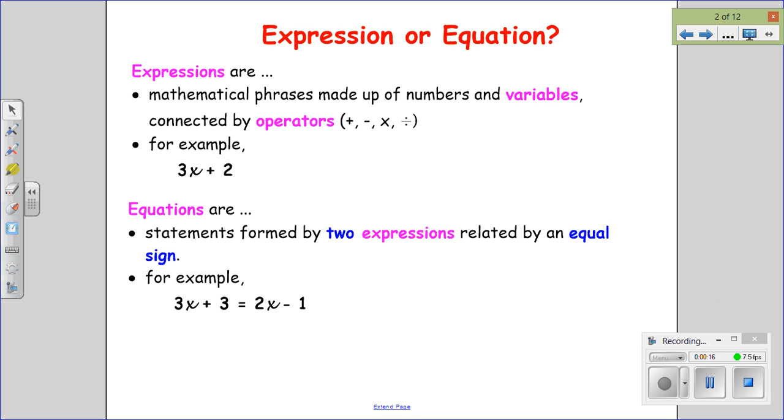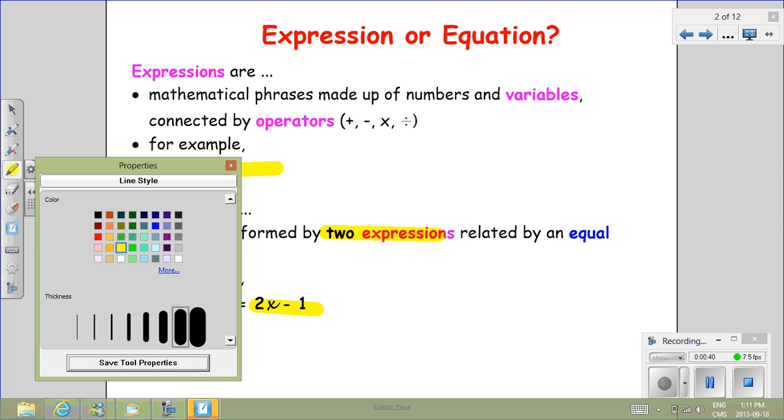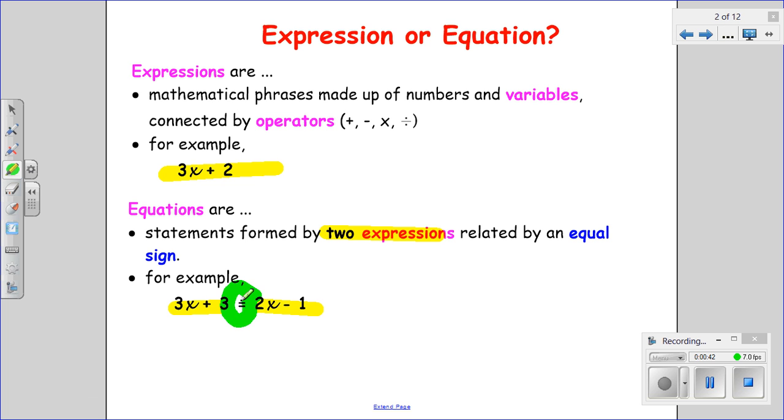Expressions are mathematical phrases made up of numbers and variables connected by operators such as addition, subtraction, multiplication, and division. For example, 3x plus 2 is an expression. Equations are statements formed by two expressions related by an equal sign. For example, 3x plus 3 and 2x minus 1 are the expressions, and in between, we have an equal sign.